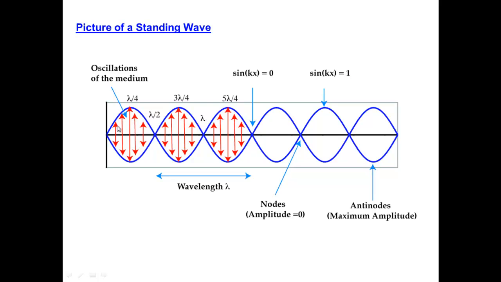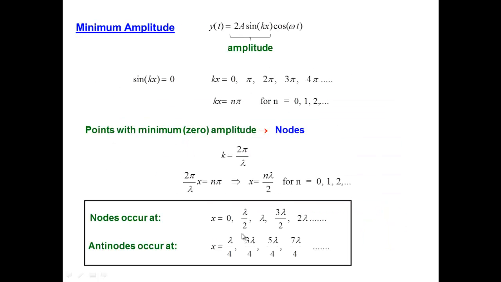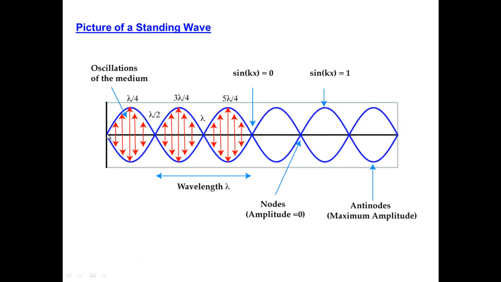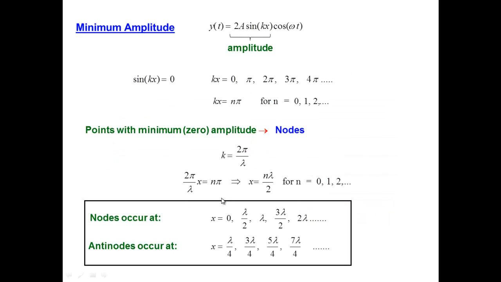What's important in this diagram then is that it shows us, instead of having to remember the formula that was on the previous slide, these formulas down here, we can see that if there's a node at x equals 0, the first antinode will be at lambda over 4, and the next antinode will be at 3 lambda over 4. And so if we go back one just to check that out, sure enough, antinodes occur at lambda over 4, 3 lambda over 4, 5 lambda over 4.